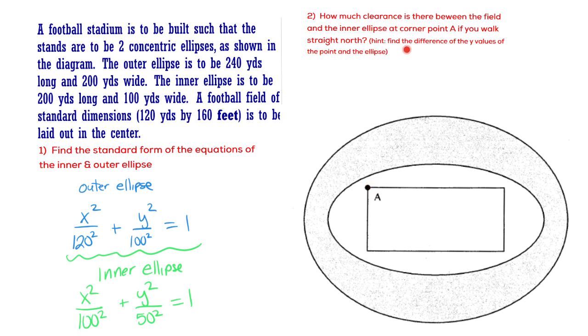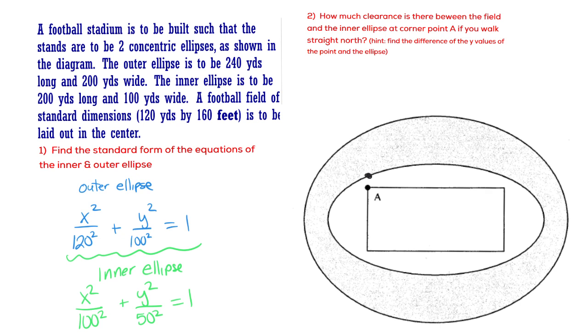So I already give you a hint. It's just like we did with the circles on that first day. It says find the difference of the y values of the point and the ellipse. So I'm going to have to find a coordinate right here due straight north, that coordinate right there, I need to know what that is on my inner ellipse. Remember that your equation on your inner ellipse is the set of all points that will land on this circle. So that coordinate right there should fit for x and y.